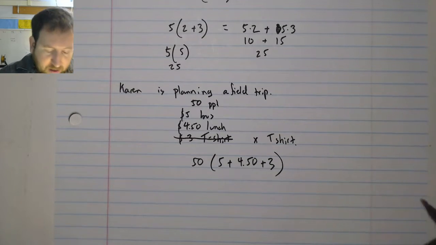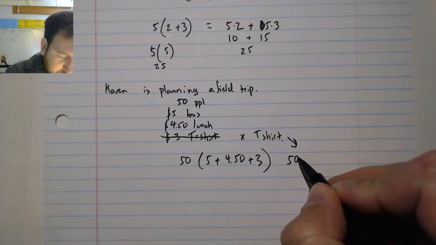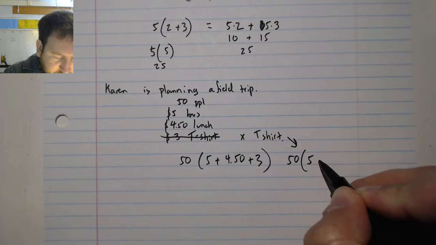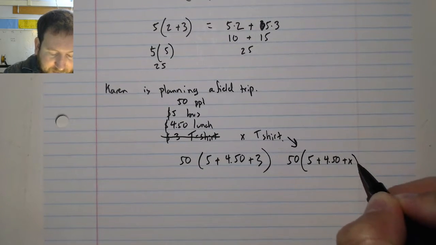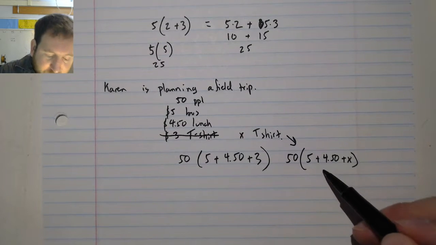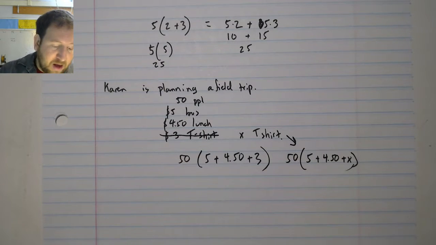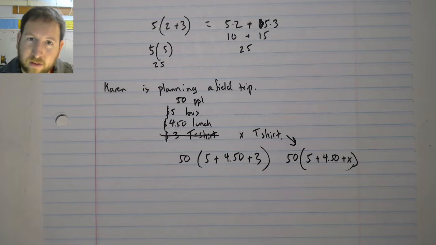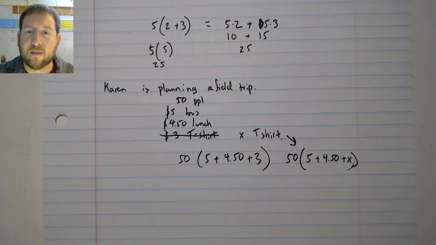Then I would have to write my problem like this. I would have to say it's 50 times 5 for the bus plus $4.50 for lunch plus X. And if I want to distribute this out later, now I can't add all of these things up because I have an X in there. It's different, and I have different rules that I need to follow. And that's going to be the key, is when I start to have a variable expression instead of just a regular expression, there's a lot more things I have to watch out for. Let's take a look at some examples.